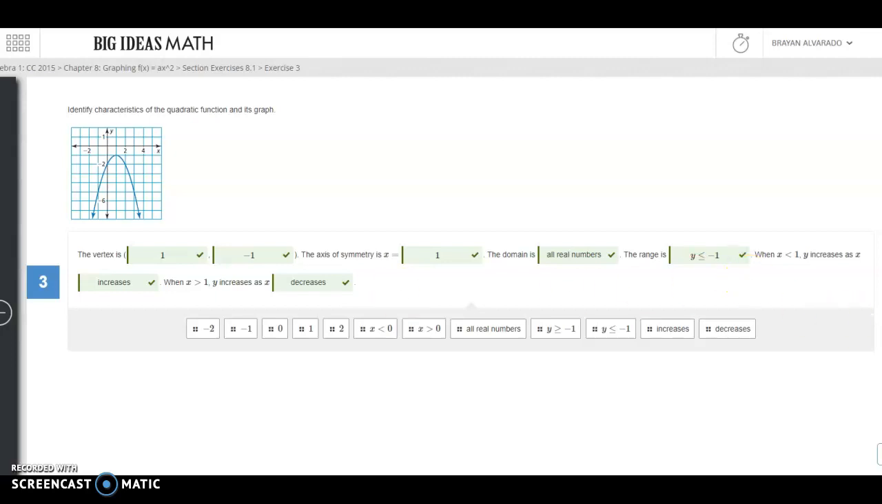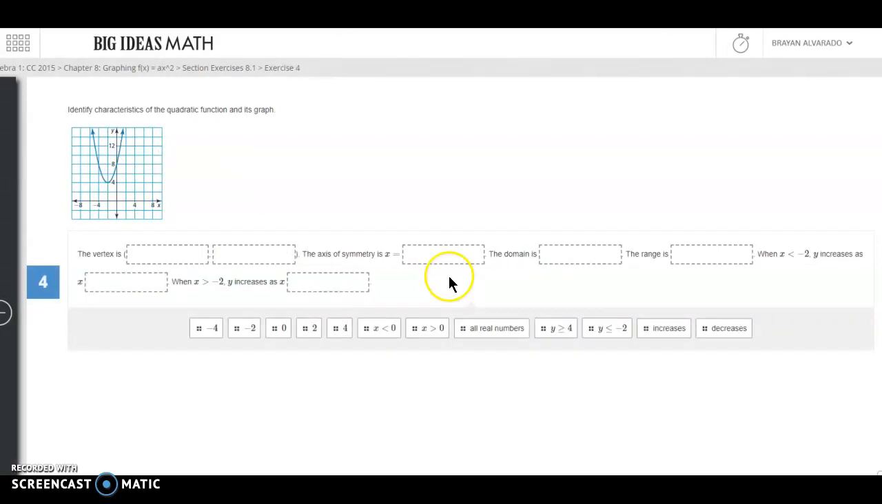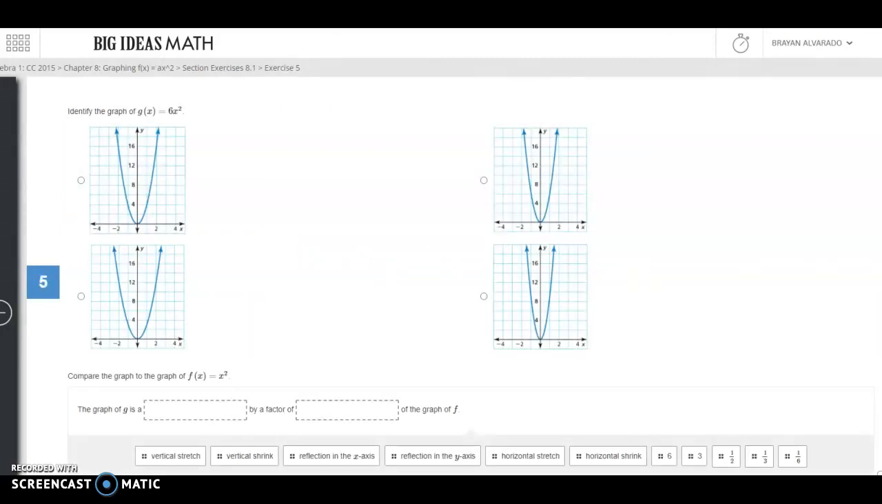So I'm going to have you do number 4 as part of your assignment. Keep in mind they're not counting by ones here, they are counting by 2s, so that'll make this a little bit different. I want to do one more of these with you, so let's check out this one. We're supposed to identify the graph of g of x equals 6x squared. Then it says compare that graph to the graph of f of x equals x squared, so we compare it to the parent function.